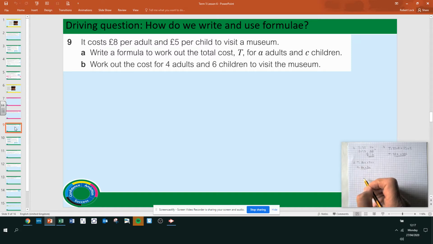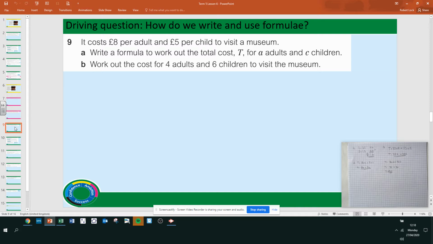B. Work out the total cost of 4 adults and 6 children to visit the museum. So we have a formula. T equals 8 times 4 adults, plus 5 times 6 children. So T equals 8 times 4 is 32, plus 5 times 6 is 30. So T equals 32 plus 30 is 62. £62.